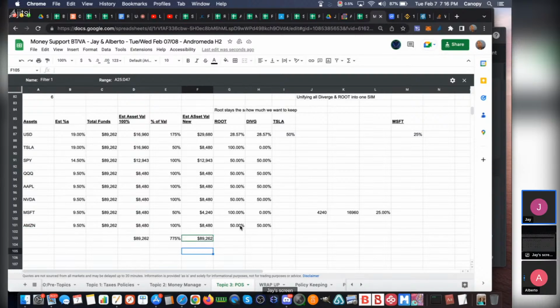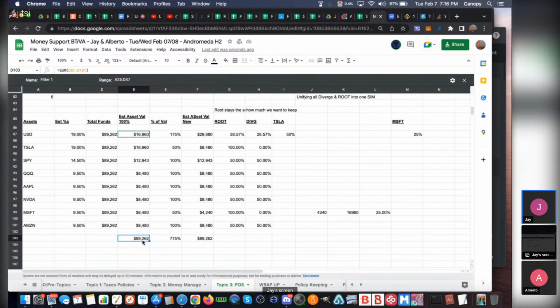I'm not following you. I'm sorry. Well, do you see in column F, line 103, right? Under D is the estimated asset value for 100%. So if everything's exactly the same, doesn't change at all, that's how much money we know we have, right? 89,262. Okay, does that make sense?